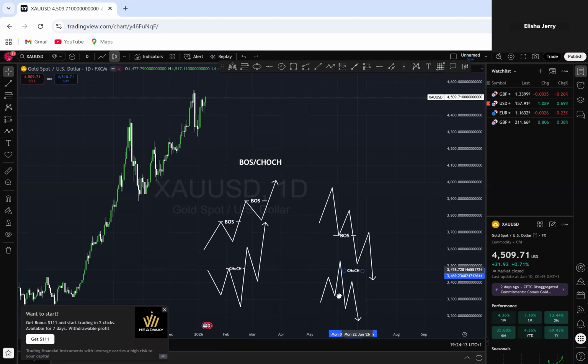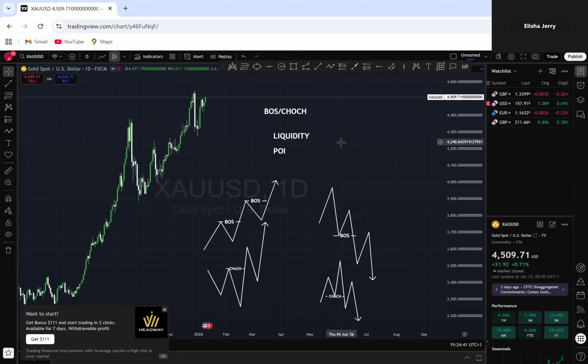That's the first thing you always look out for before you now try to identify where your liquidity is. And then lastly, you want to spot your points of interest. That's your demand or your supply zone. So first thing, every time you come into the market, you want to look out for the most current break of structure or change of character.